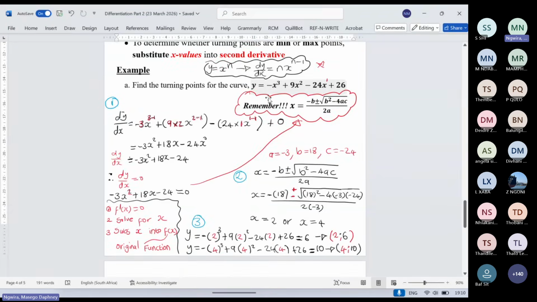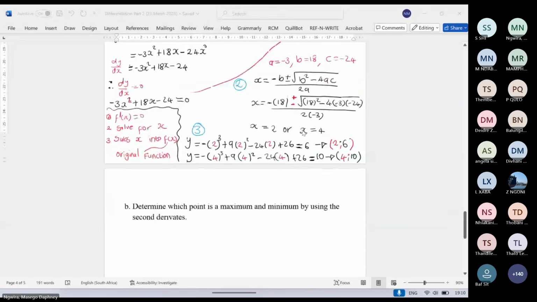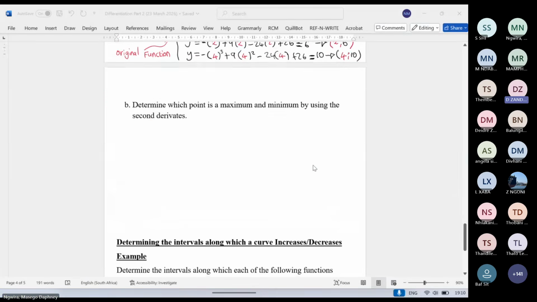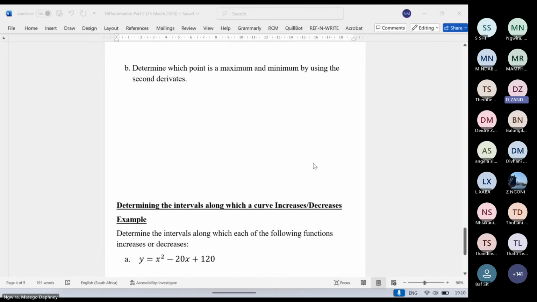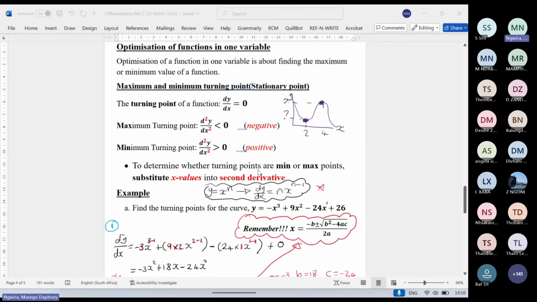Yes, I see Zandamela. Yes, ma'am. The statement that says substitute x value into second derivatives, where does it apply? What are they saying here? Can you please read it for me? To determine whether the turning points are minimum or maximum points, substitute x value into the second derivative. Okay, yes.